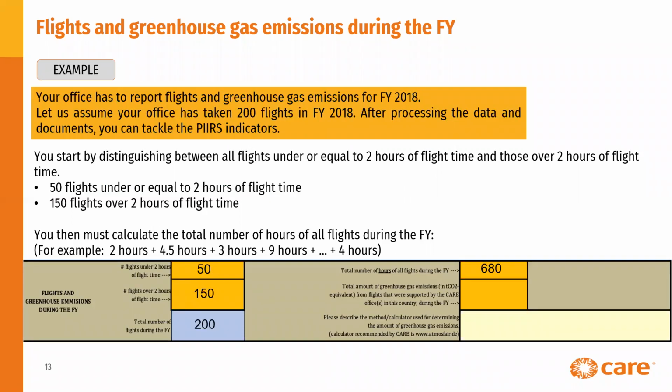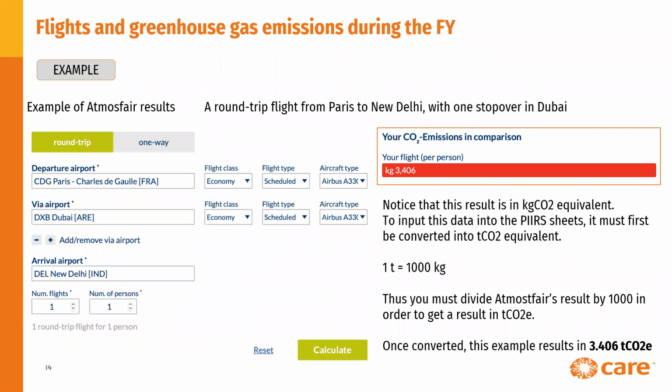We then have to fill in the total amount of greenhouse gas emissions due to flights during the fiscal year. Of course, I remind you that this would have to be done for every single flight, but here we will take an example of flying from Paris to New Delhi via Dubai, both economy flights, scheduled flights on an Airbus A330. This is a round trip from Paris to New Delhi with a stopover in Dubai. Upon using Atmosphere to calculate, it finds that we have 3,406 kilograms of CO2 emissions due to this flight.